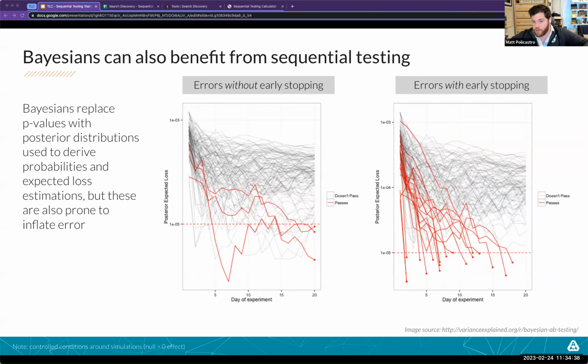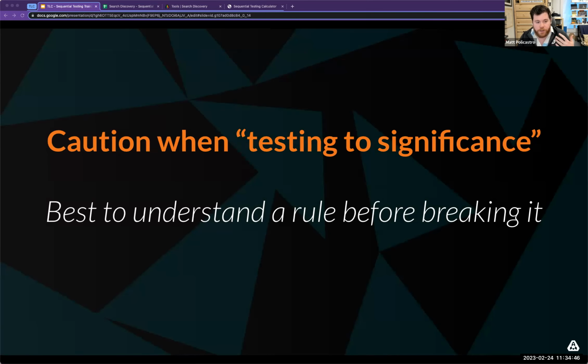False positives are just a fact of statistics. When we try to look at the world and draw inferences from samples of data, this is just the fact. These are the facts of life. So this is why, when people talk about testing to significance, it's like, hey, hold up, don't do that. And if you are going to do it, then it's best to understand the rule before you break it.